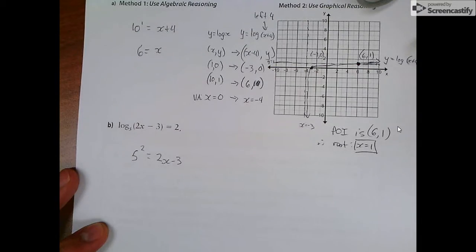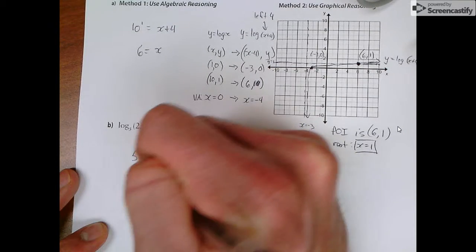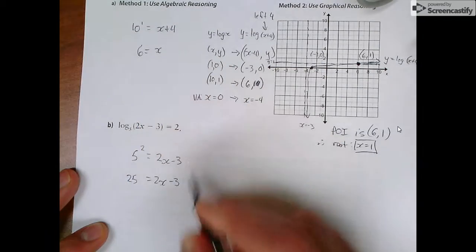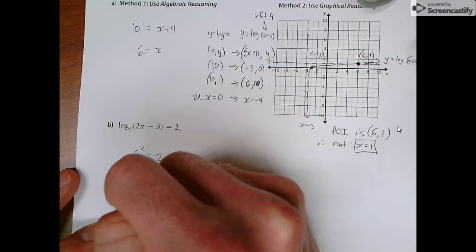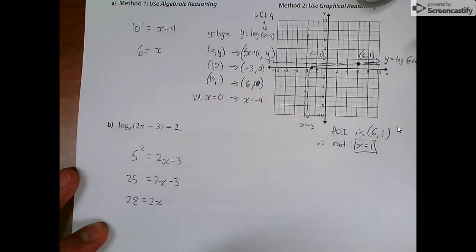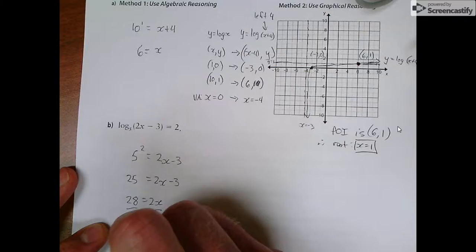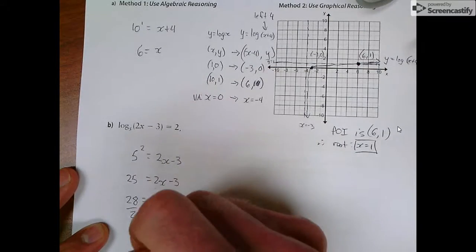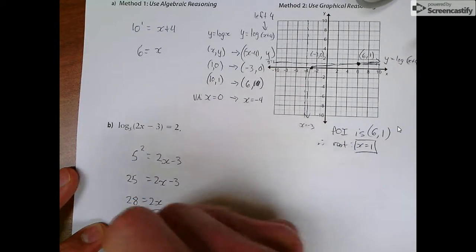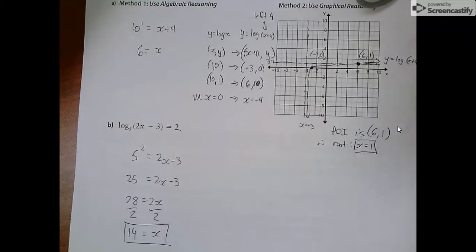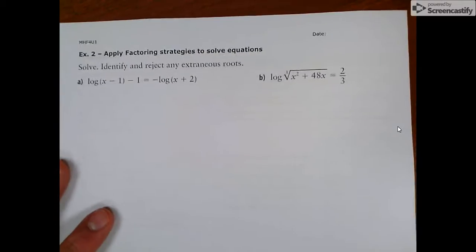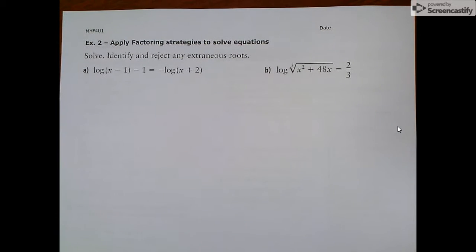There it is. 5 squared is 25 equals 2x minus 3. Add 3 to get 28 equals 2x. Then divide by 2 to get x is equal to 14. And there's our root. Let's try another example on the next page. Once we're done these two, you guys will have a lot of time to practice.